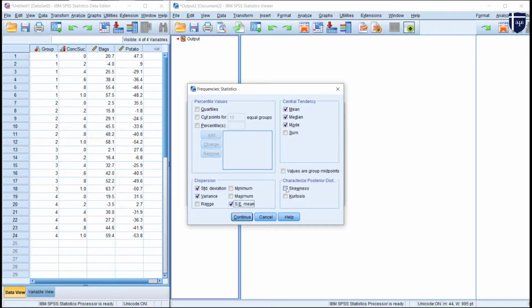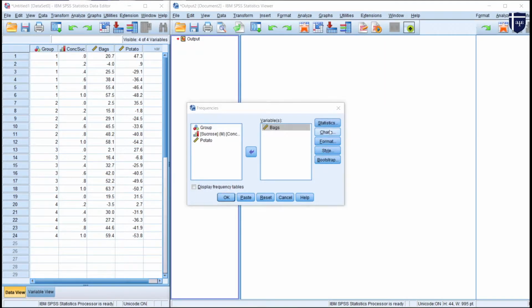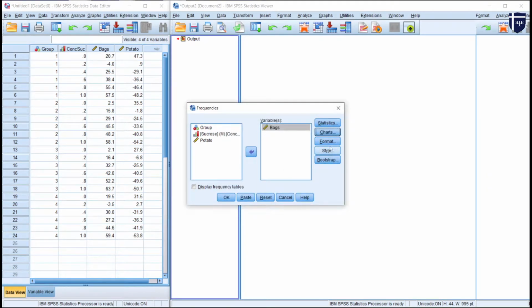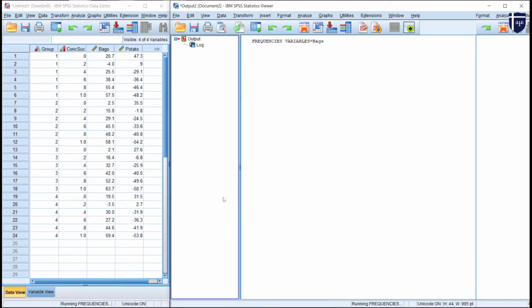The most important things here are the skewness and the kurtosis, because those tell you if the data are normal. So I'm going to click Continue. Do I want any charts? Sure. Let's run histograms with a normal curve to see if the curve fits it. There's no format, style, or bootstrap. I'm just going to click OK.